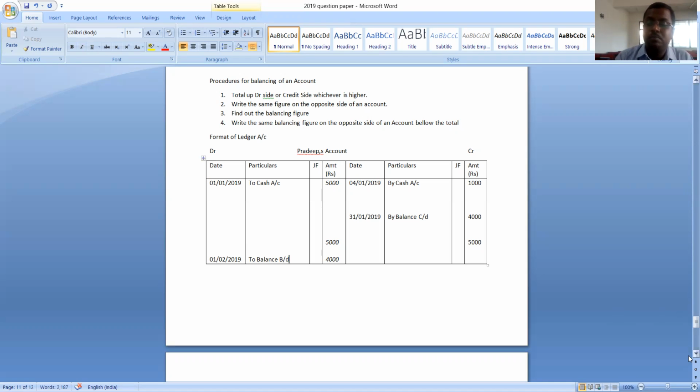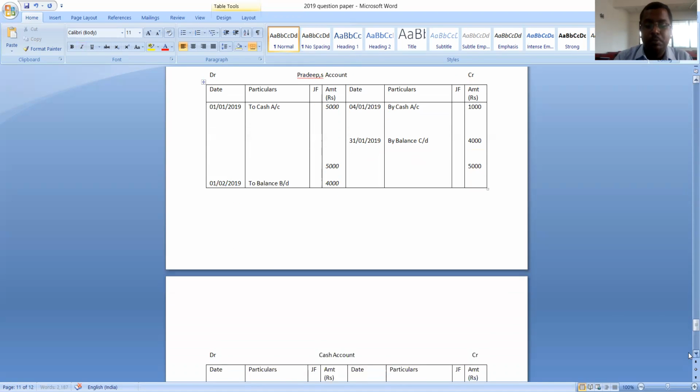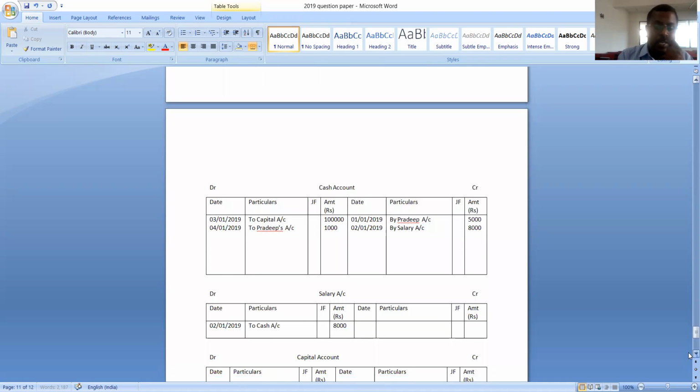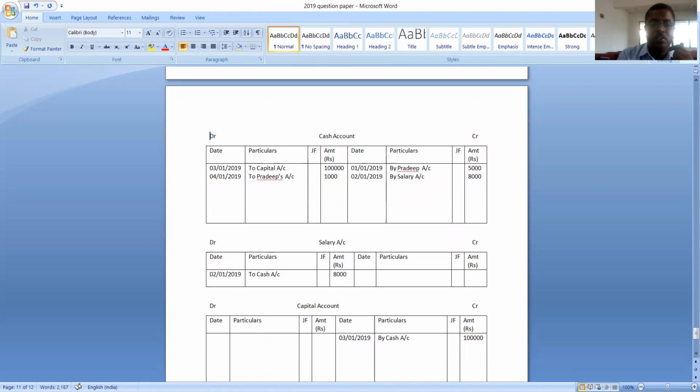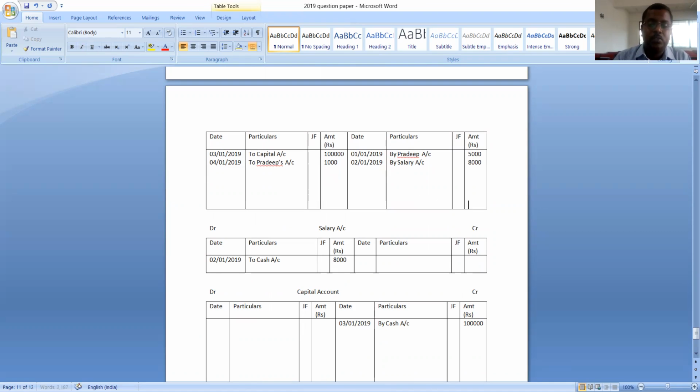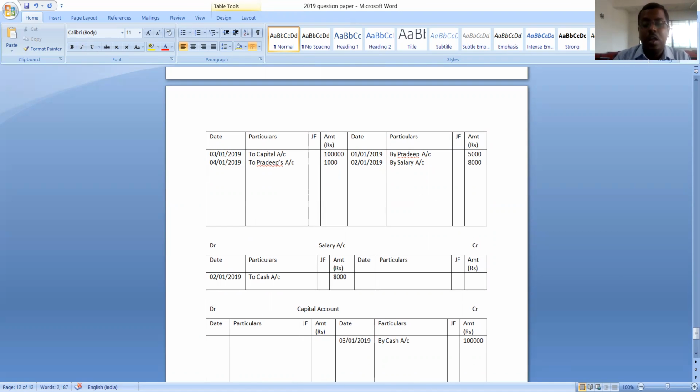So let us balance the remaining ledger accounts. Yes, here is the next account. Which account is it? Cash account. Okay, let us balance the cash account now. And you know the procedure. Yes, what is the procedure? Total up the debit side or credit side, whichever is higher.